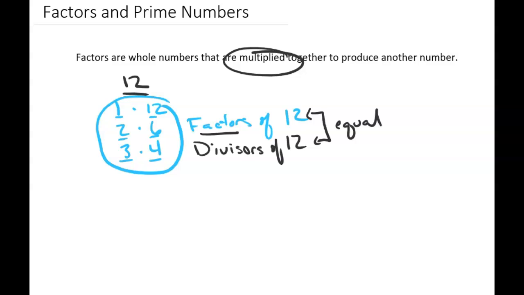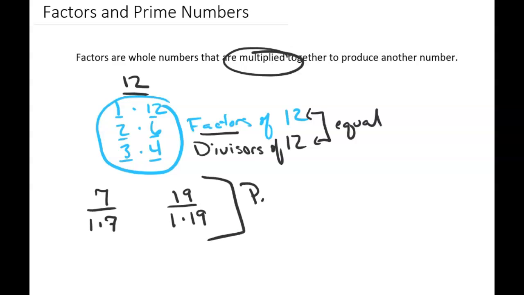So I could find factors like that for many different numbers, but there's some numbers that are special. So let's look at the number 7. When I look at 7, I could write that as 1 times 7, but there's no other whole number combination that multiplies to make 7. The same thing happens if I have a number like 19. I can write that as 1 times 19, but there's no other combinations that multiply to make 19. These numbers are called prime numbers.